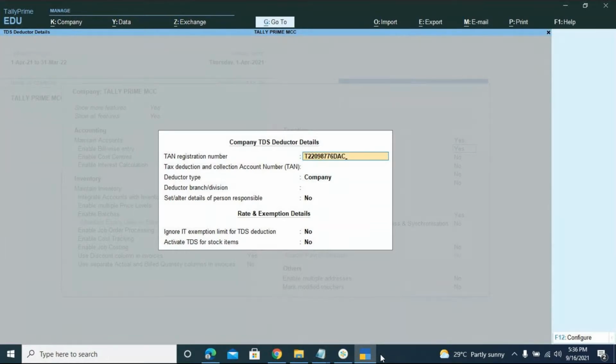T220987776BAC. This is the way the TAN registration number appears. This is also allotted to the employer or the deductor, the entity. So give TAN registration number as T220987776DAC. Now you can give the TAN number.